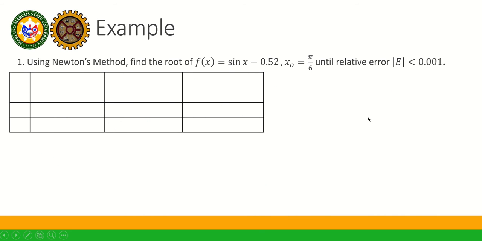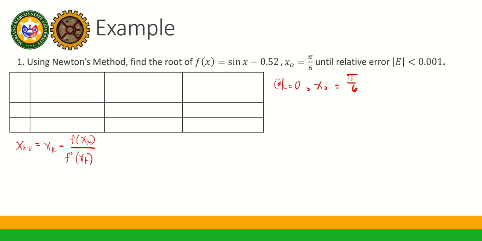Turo ko na lang sa inyo yung calcu niya. So, input nyo sa calculator nyo yung formula natin, si x sub k. So, x sub k plus 1 is equal to x sub k minus f of x sub k all over f prime x sub k. Okay, so ito yung formula natin. Now, for x sub k, at k is equal to 0. Okay, so x sub 0 tayo. X sub 0 is equal to pi over 6.